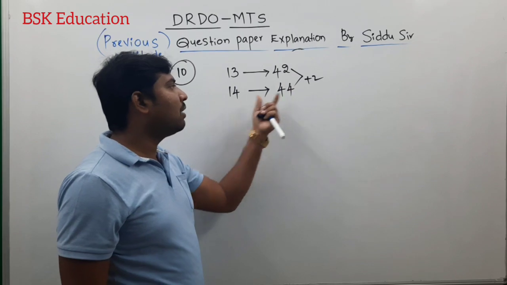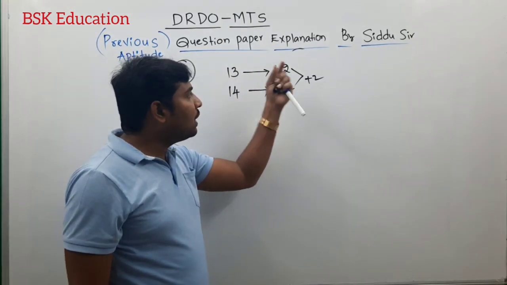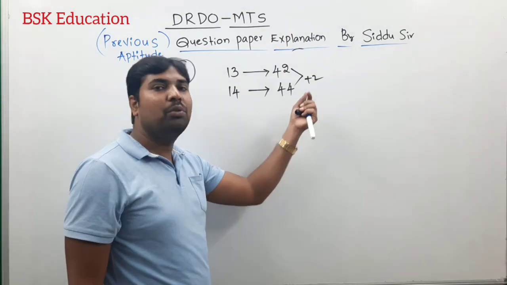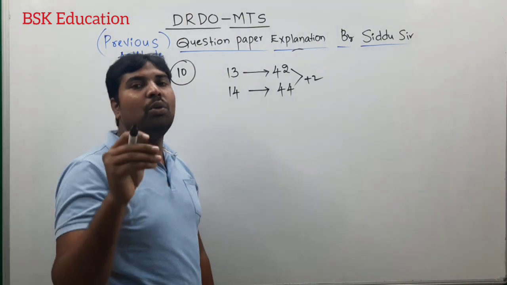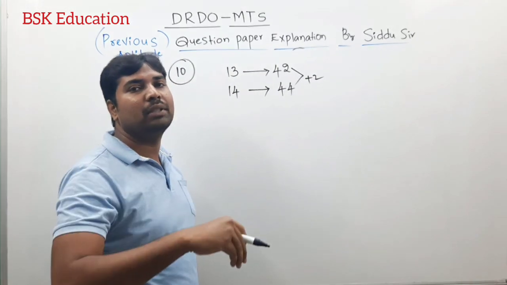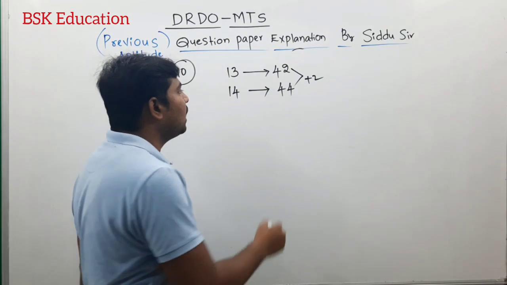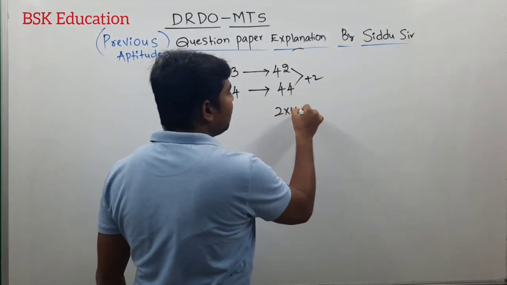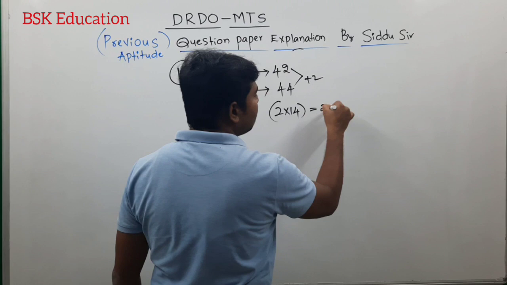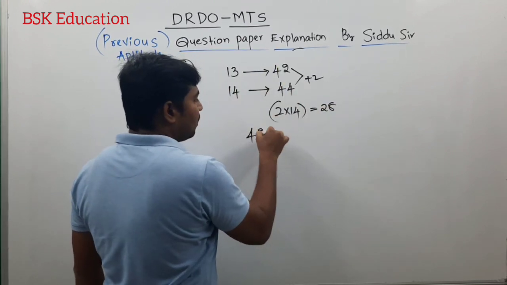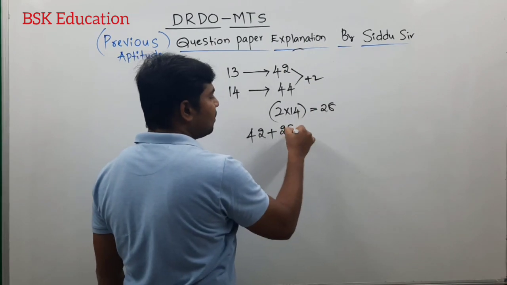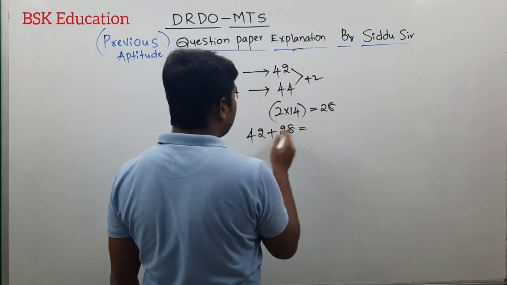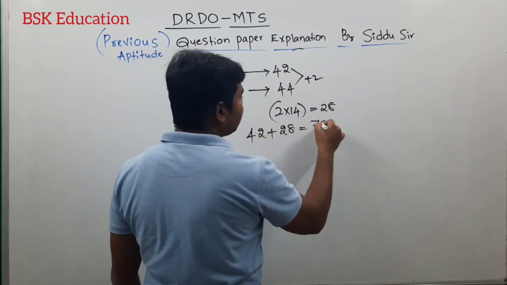So see, the average is increased by 2. For the 13 numbers, the average is 42. For the 14 numbers, the average is 44. Means from 42 to 44, how much increased? 2 is increased on the 14 numbers. That is nothing but the total, 2 into 14, which is 28. So simple. The first average is 42 and the total is 28. 42 plus 28 is equal to 70.